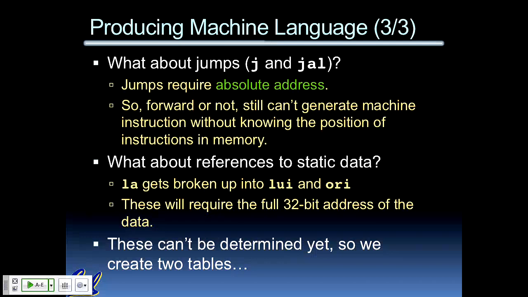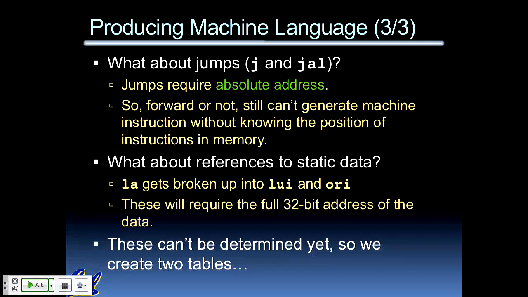Now, as for branches, which are usually short distances and almost always within a single assembly file, jumps and jump-and-link are a bit different. These need an absolute address. Remember, the 26 bits are actually an absolute address that you're going to jump to. They're also very often used to link things between object modules, for example, jumping to a subroutine in a different object file. So you need an absolute address, but you don't actually know where you're going to jump to.